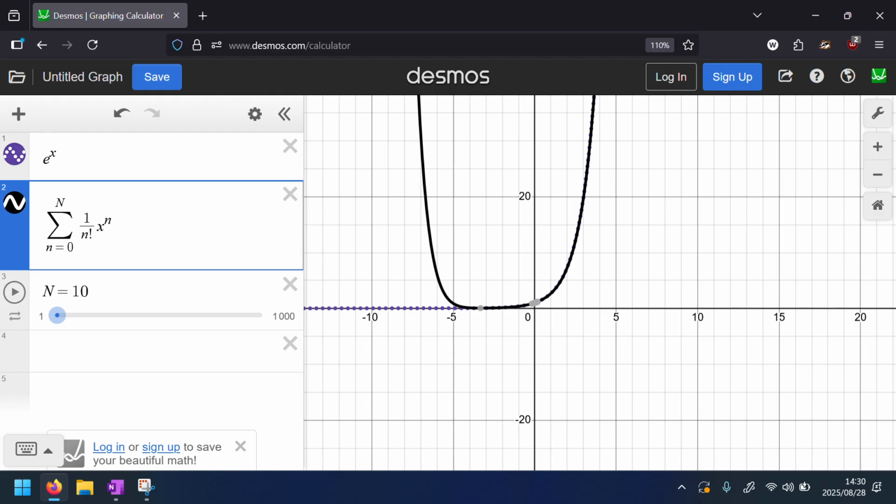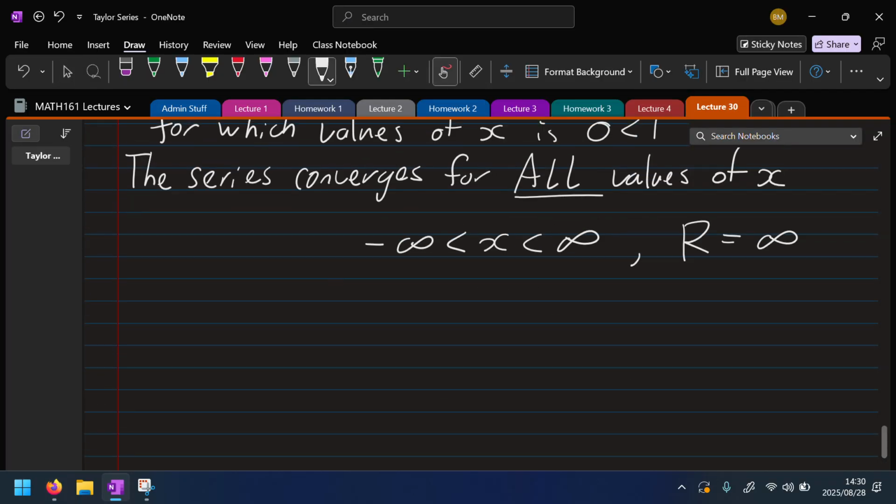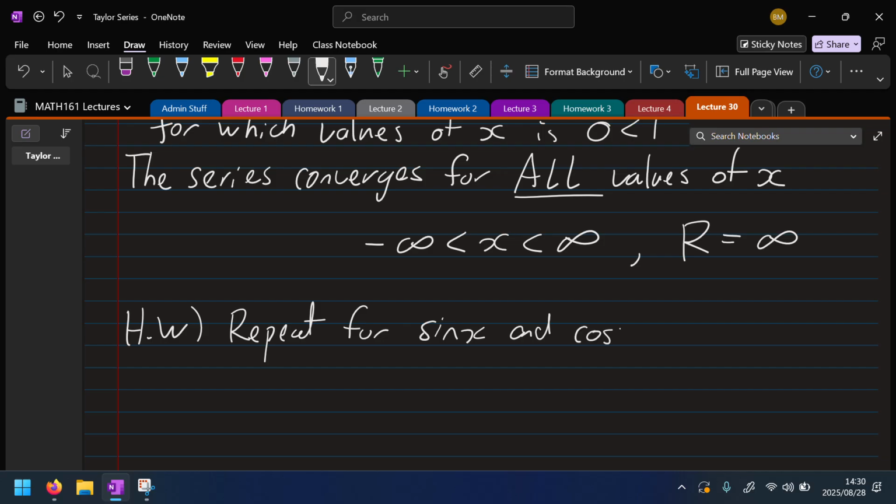Okay, so for homework, try the same thing, but for sine and cosine. So calculate the radius of convergence, the interval of convergence, and then check your results. Okay, so homework. Repeat for sine of x and cosine of x, and check the results. Right. Any questions on this before we move on?